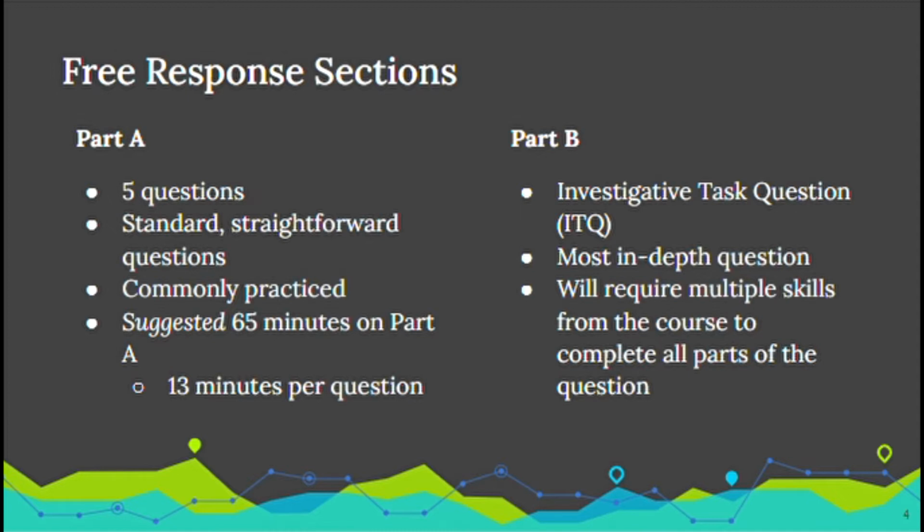So for Part B, it's obviously, as I just said, the investigative task question. It's the most in-depth question, and it's going to have you combine different areas of the statistics curriculum into one example. So it's going to require multiple skills in order to complete all the parts of the question. This one's going to be a lot longer. Questions from Part A are going to be mostly 3 parts, maybe A, B, and C. The ITQ can be A, B, C, D, E, F, and they're all different skills. So you've got to have a complete mastery of all of the subject matter to do best on this question.